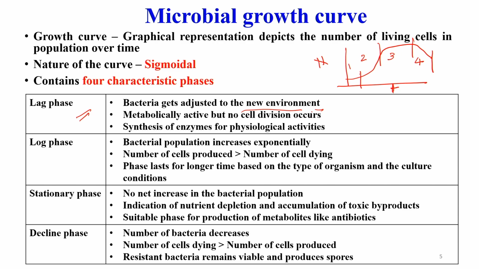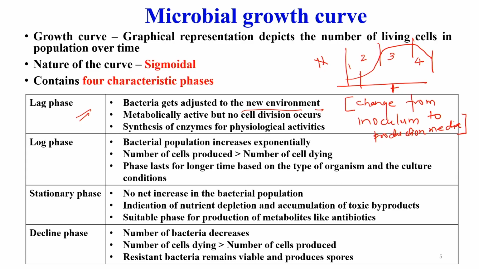Why do we say new environment? Because there is change from inoculum to production media. It may be altogether different carbon source. And there is change in the volume. Inoculum is a small volume and production is taking place in the larger volume.